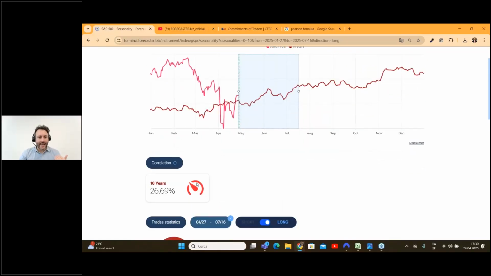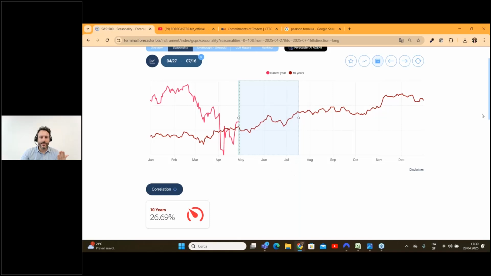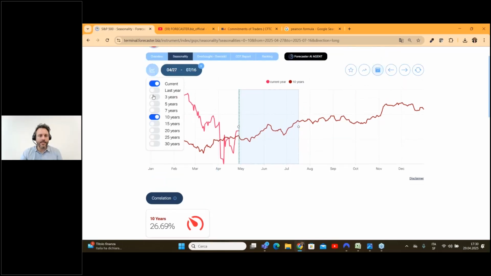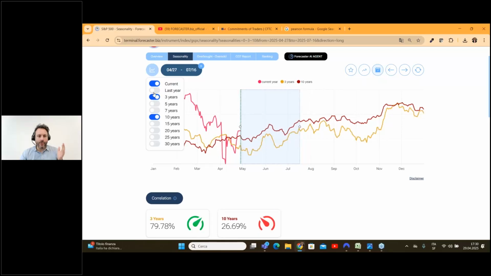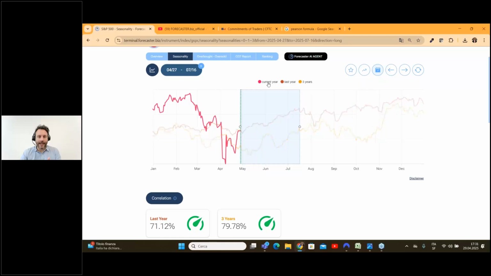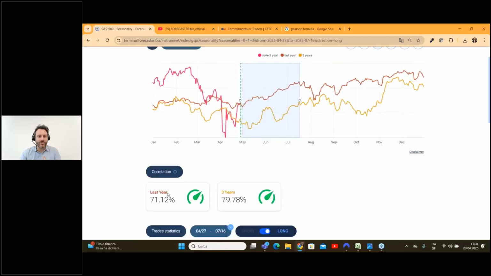we can definitely say that the current year is badly correlated with the 10-year seasonality. It means that if you take what happened on average in the last 10 years, we have a bad correlation. This is why it's better to focus on what happened in the last 3 years and the last year, because we know that right now prices of the current year are moving with a high correlation with the last year and the last 3 years seasonality.